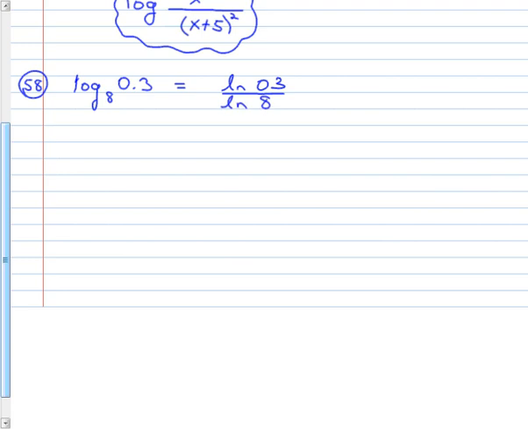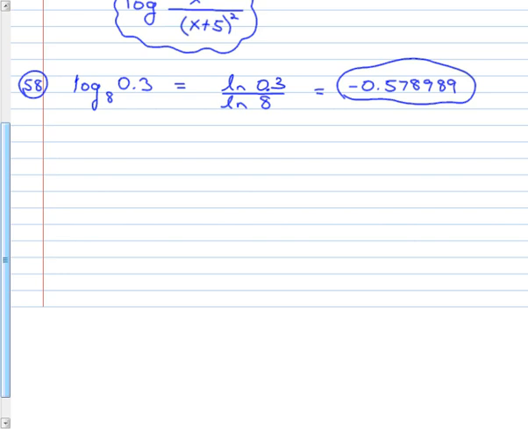You could use common logs as long as you did it with common logs for both. 0.3, better make sure I have a decimal there. So let's try that. They said 6 significant digits, 0.57898... 1, 2, 3, 4, 5, 6. If I round it off there, 6 significant digits, there would be our solution.